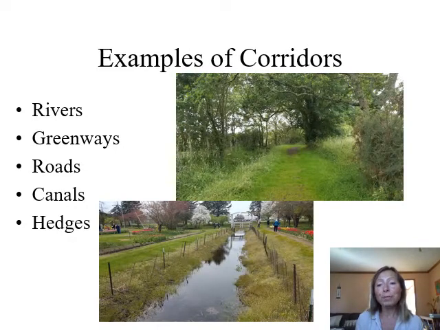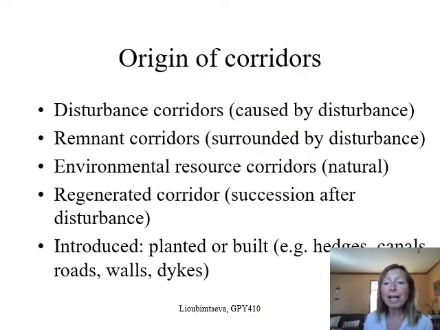Landscape corridors can be natural or man-made. Examples include rivers and streams, greenways, roads, trails, canals, and hedges. Just like landscape patches, landscape corridors can be classified based on their origin, based on the processes that have shaped and created them within the landscape.